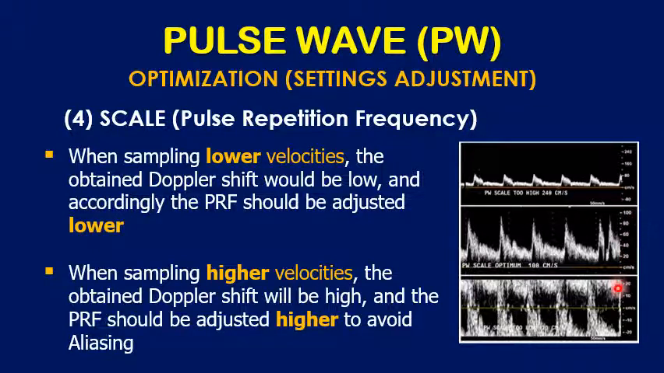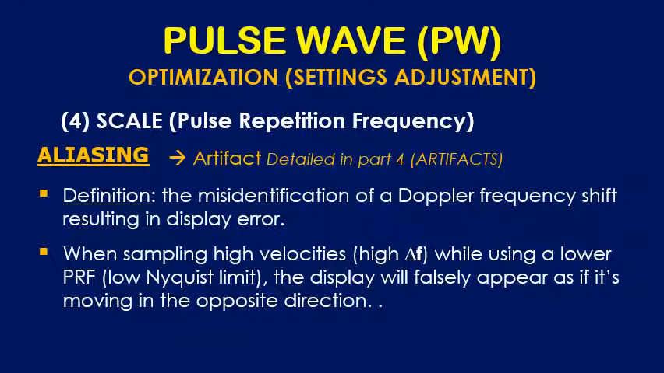What if I lower the scale too low? It's the same velocity here, the same arterial speed, but it shows some aliasing. Why? Because I set the scale lower than the expected velocity of the arterial waveform here. So this is a chance to discuss aliasing in this part, although aliasing will be discussed in more detail in part 4.